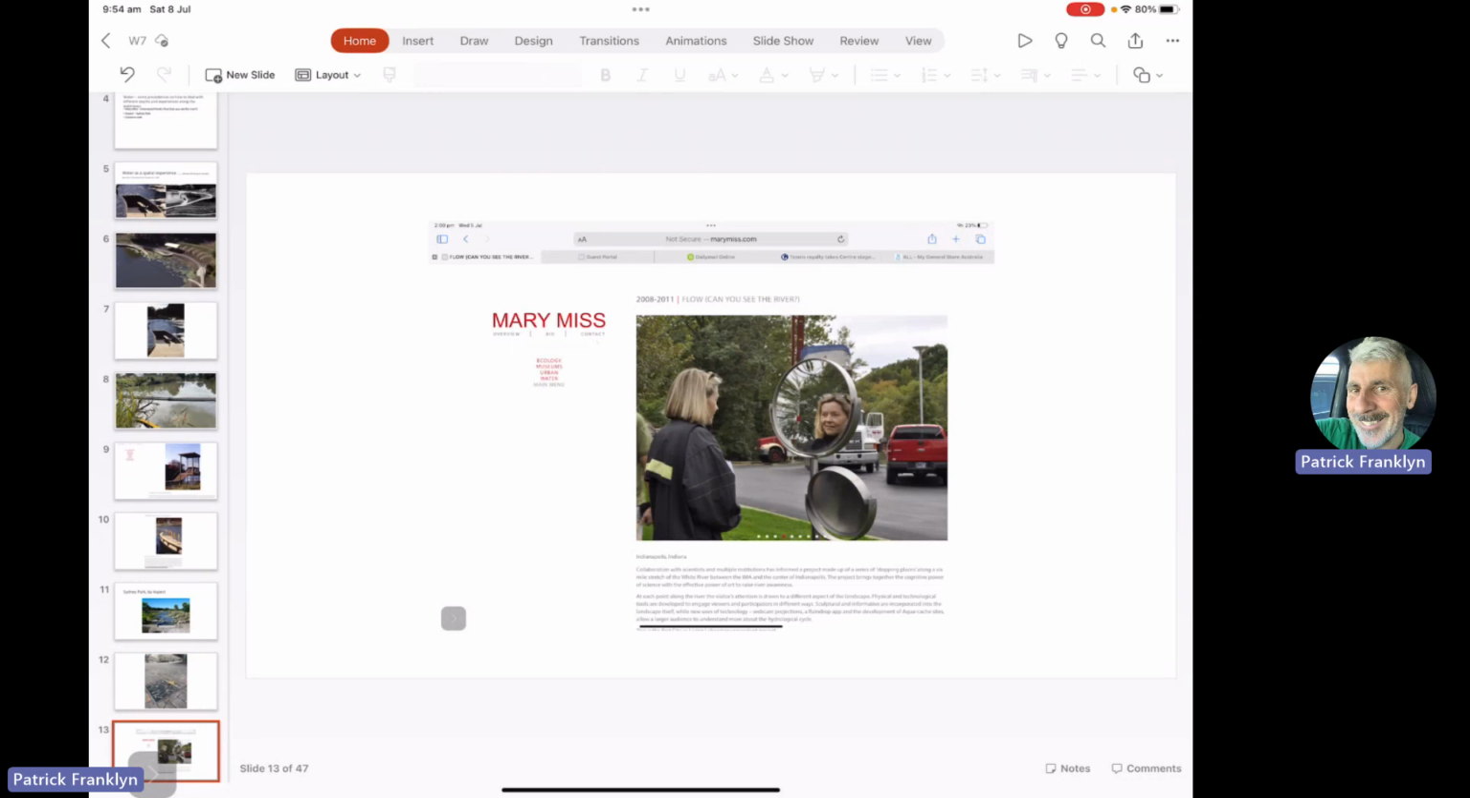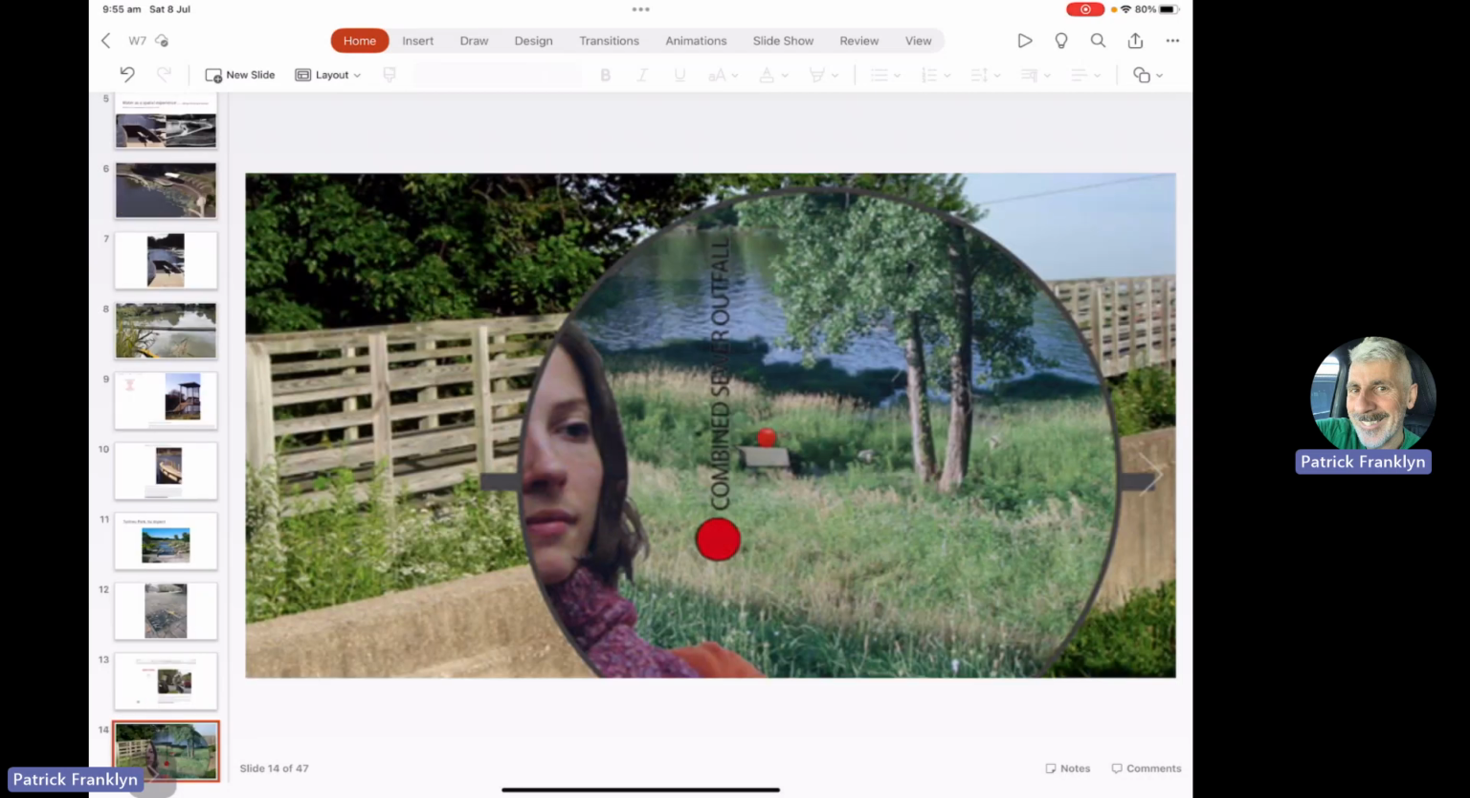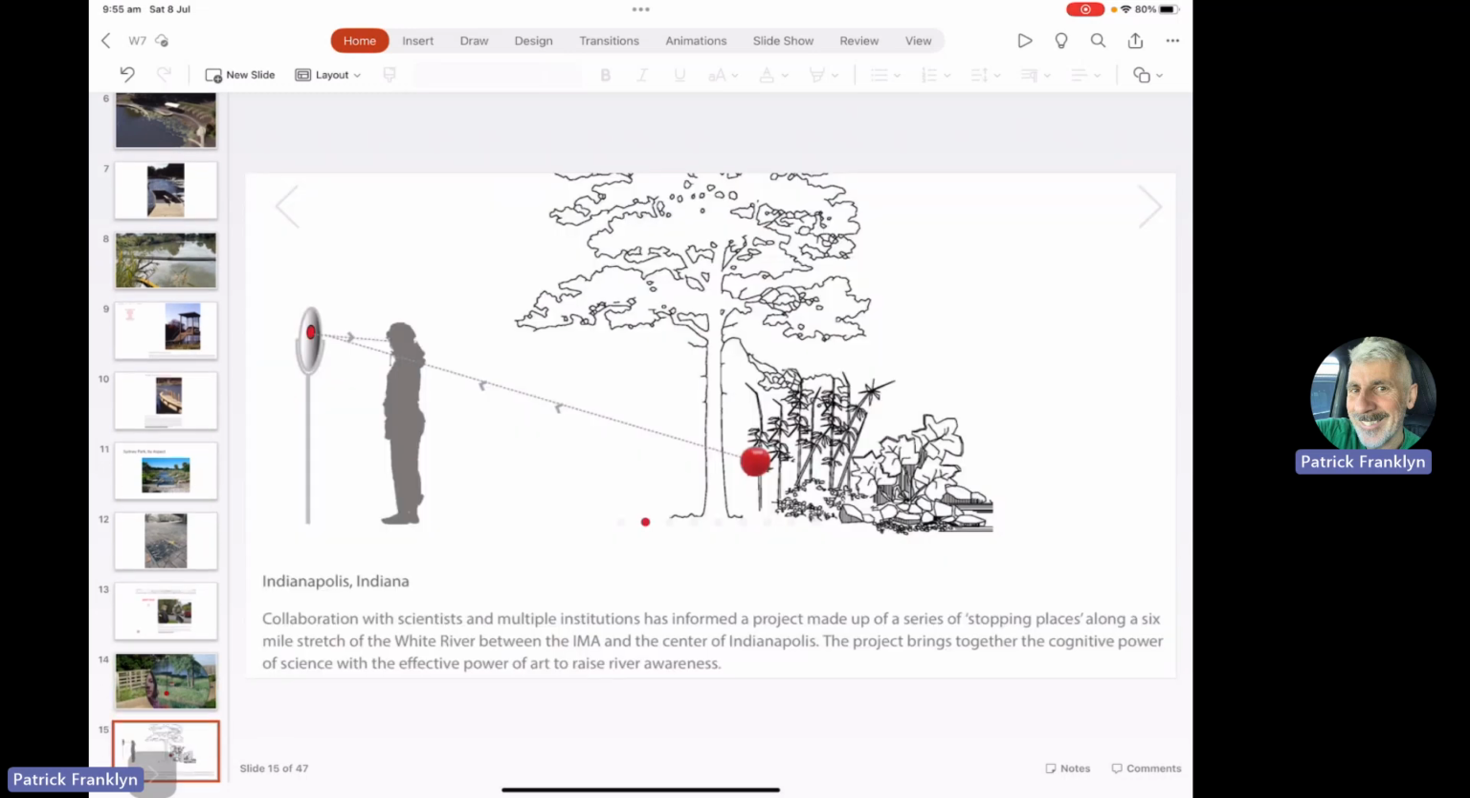It's called Flow, and it's a different sort of engagement, and it seems she's placed these kind of mirrors around with these dots, red dots, and you line them up and you see things in your reflection. You're within the mirror. You see things within the reflection, and they also tell you pieces of information. I think it's a really interesting, low-key, sort of art installation way of dealing with this obviously swampy, wet site. The project brings together the cognitive power of science with the effective power of art to raise river awareness.